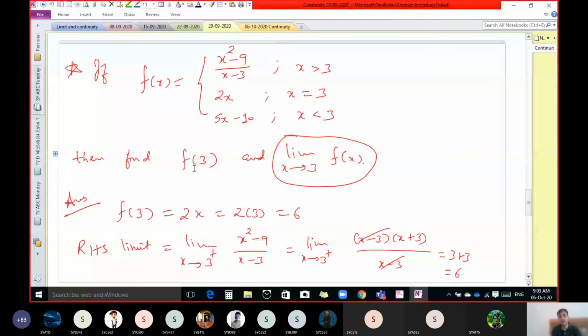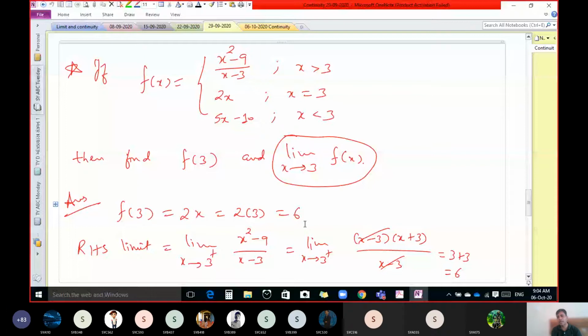But in which function do we have to put x equal to 3? Obviously, when x equals 3, our function is 2x. In that you have to put x equal to 3. So 2 into 3, we get 6. So that is f of 3.